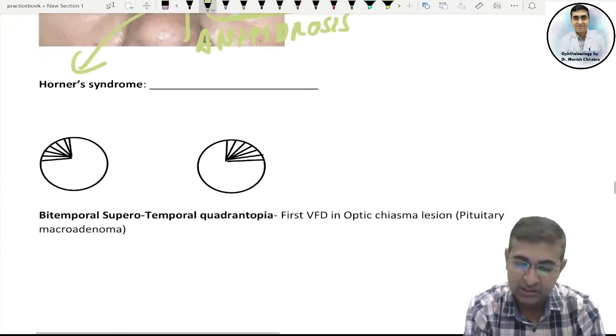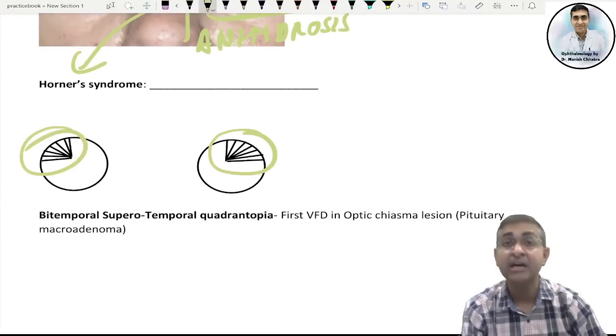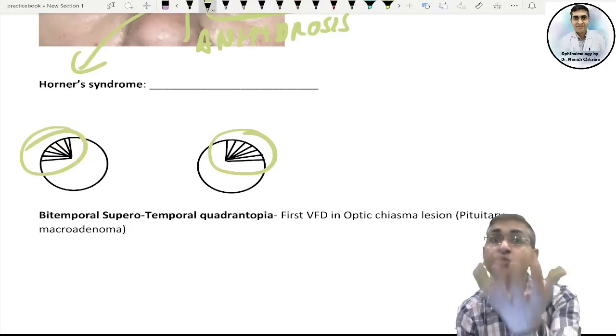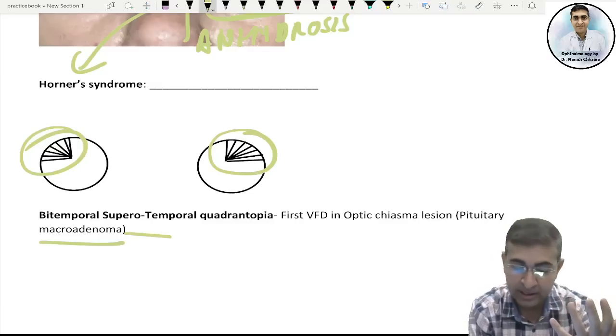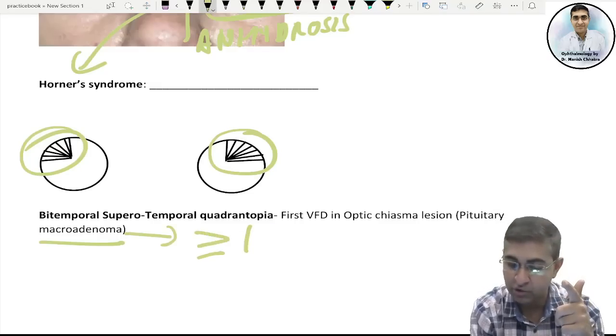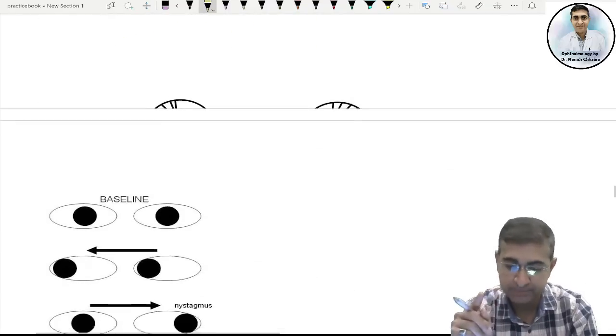Okay, so what is this? This is your bilateral superotemporal quadrantanopia, which is the earliest visual field defect that you see in pituitary adenoma. When the adenoma is large, you call it a macroadenoma, which is at least 1 centimeter. That is the earliest feature that you see.